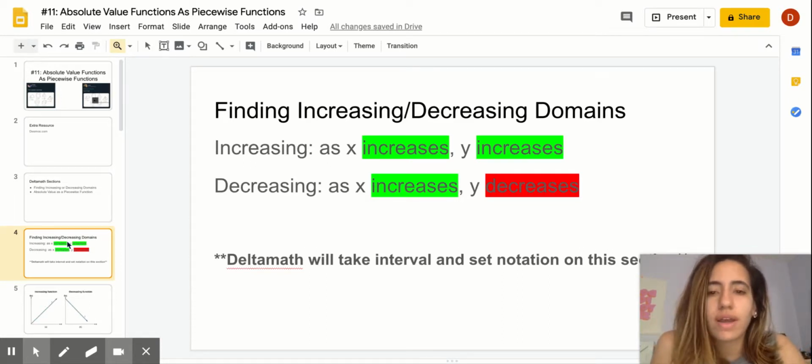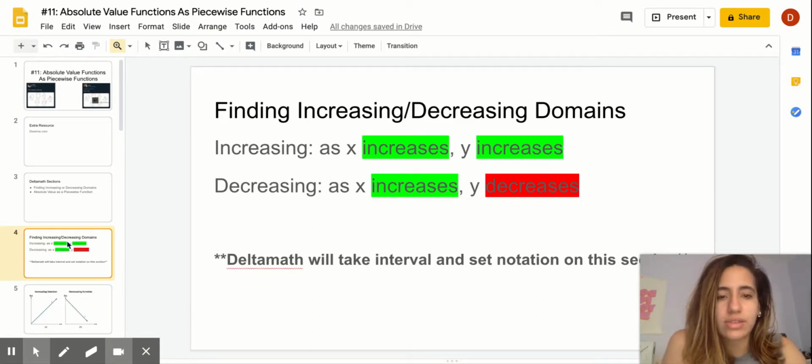So first of all, finding increasing and decreasing domains is about the behavior of the function. It's not about the location of the function, but how it changes. So in an increasing function, as your x or your input increases, so does your y. In a decreasing function, as your x increases, your y will actually decrease. And so we'll look at some classic examples of that, some more unconventional examples of that, and then do a couple of practice problems together.